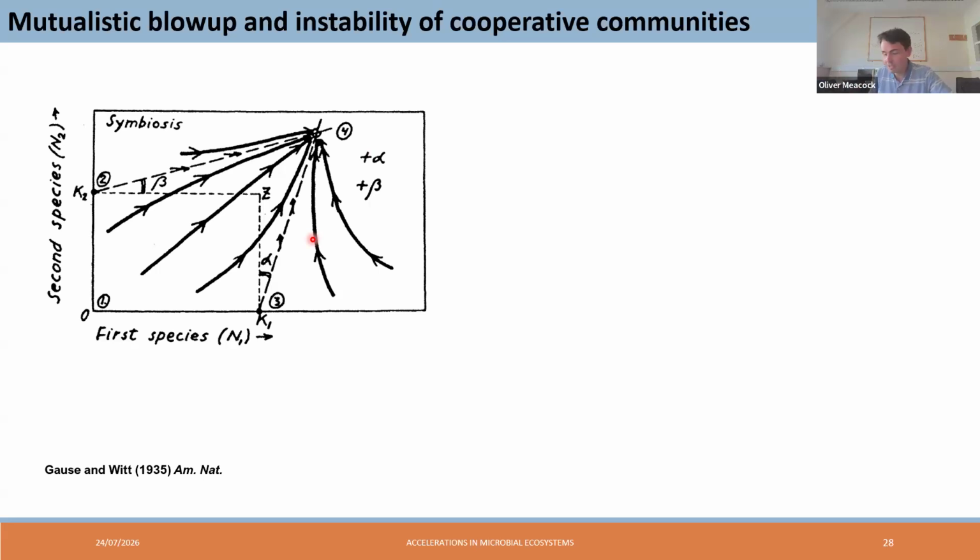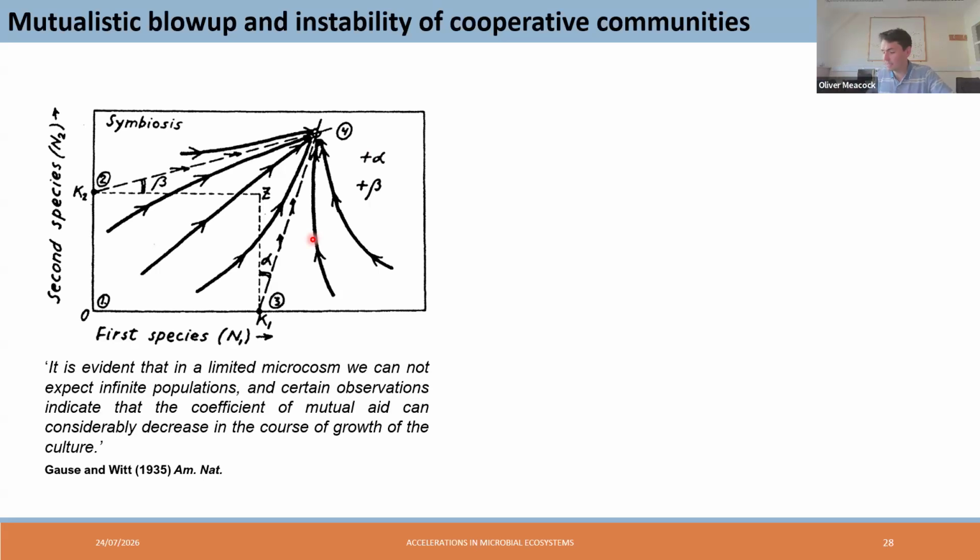Obviously that's not feasible. And it's interesting to note that even in this original publication where they showed this mutualistic blow-up, they noted that there would eventually be some limitation to the system overall. I'll come back to this kind of idea later, but interesting to note that this was already being thought of in 1935.